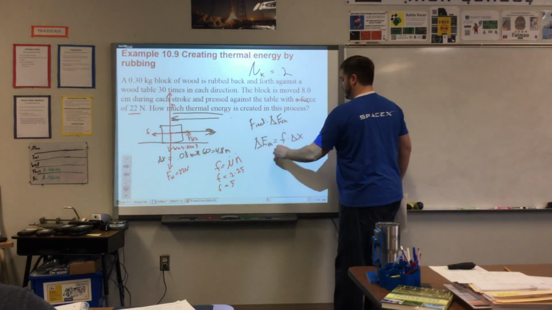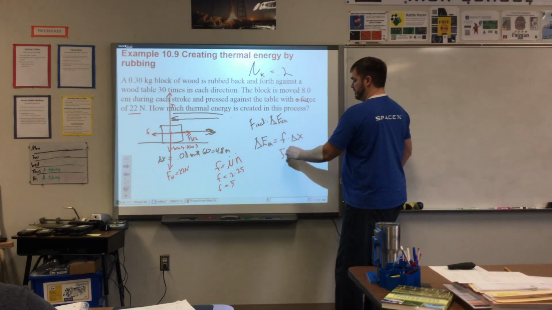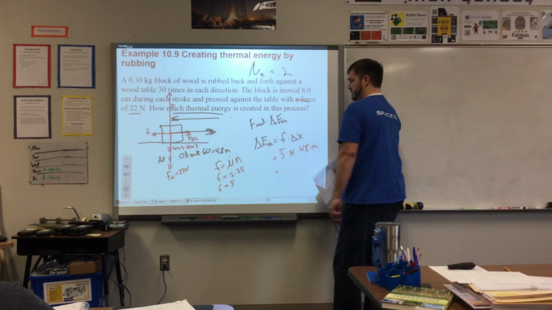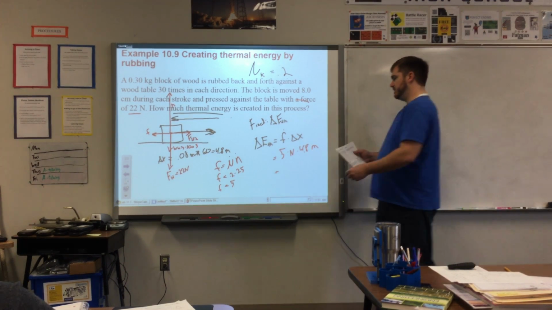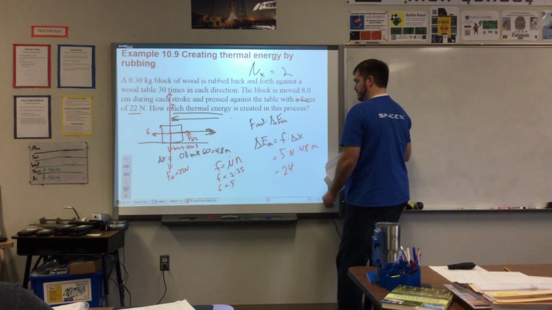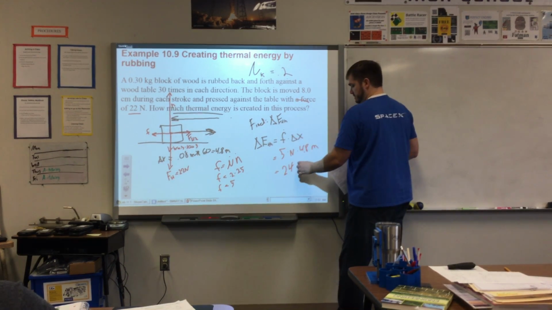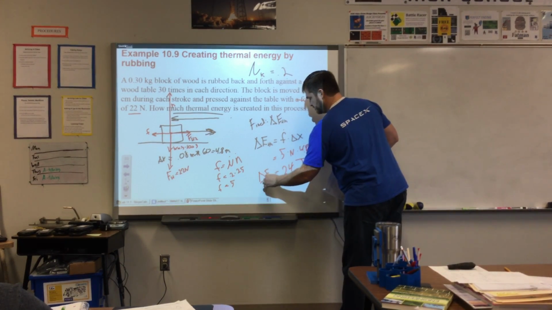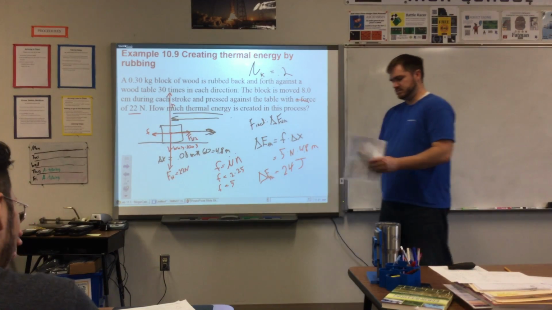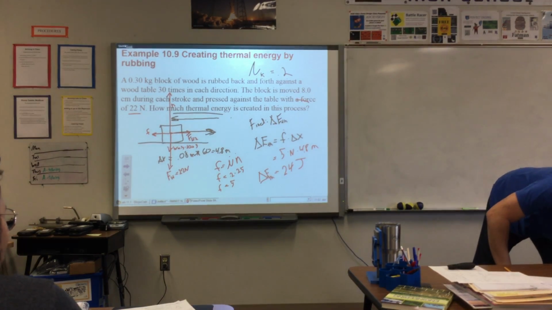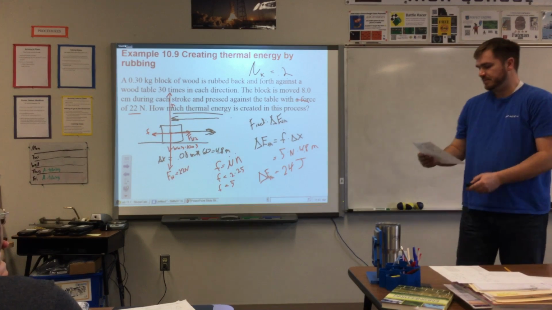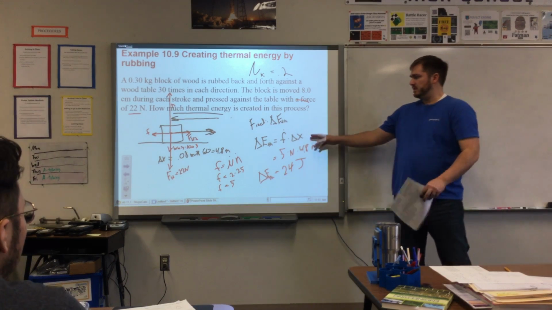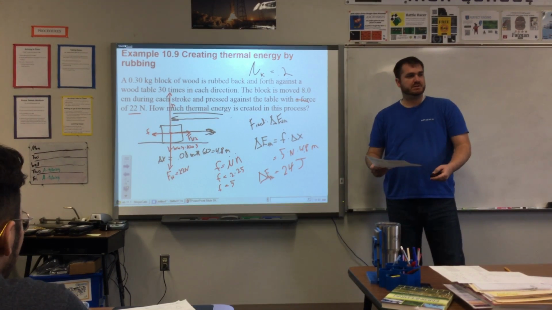All right, so now we've got 5 newtons times the delta x, 4.8 meters. Delta thermal, 24 newton meters, or joules. All right. That's about all we're going to do with that friction force problem. Any questions?